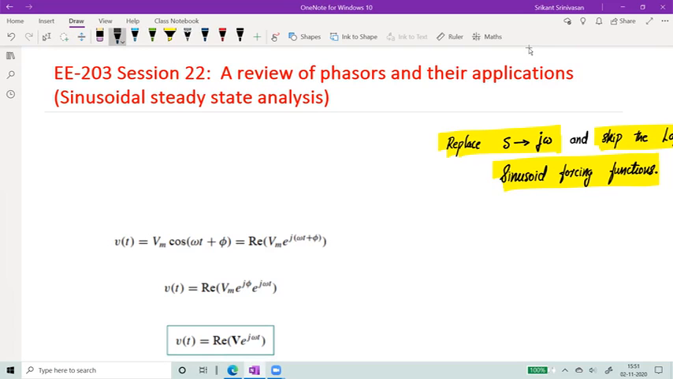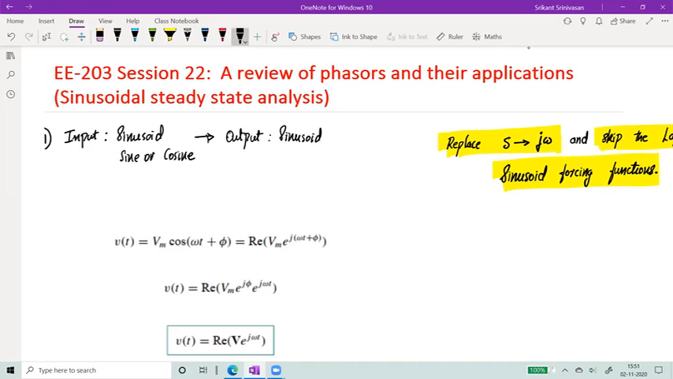We concluded the last time that there were two important points. The first was if my input is a sinusoid, that means it can be either sine or cosine function, then that implies that my output will also be a sinusoid of the same frequency. This is an important point to remember. This is the basis of the entire phasor analysis.